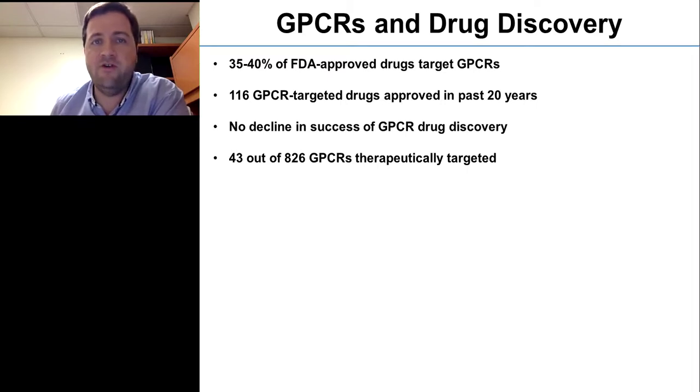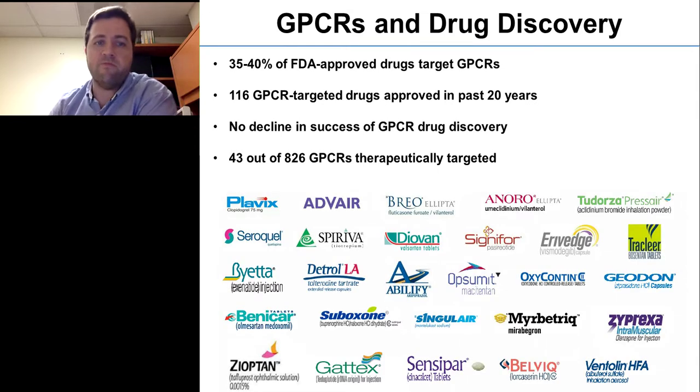Out of those 826 unique human GPCRs, so far only 43 have been successfully targeted for drug discovery. Thus, there remain many potential GPCRs that could be great targets for treating new diseases. On this slide, you see just a few examples of a number of commercial FDA-approved drugs. Probably many of you are taking one or more of these currently. So GPCRs are major drug targets and will continue to be so.